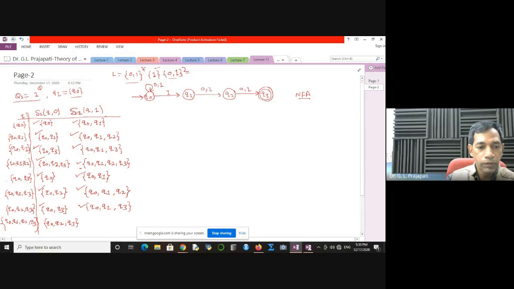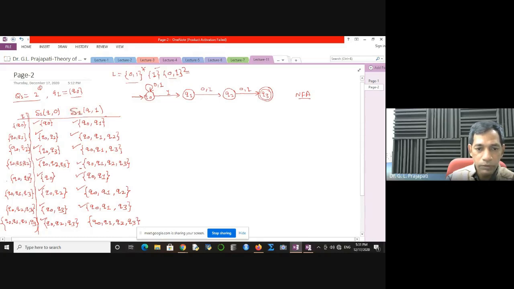Q0, Q2, Q3. You have already defined the transition. So this is not a new state; you have already defined it. Now for the case of 1: if you are at Q0 and get 1, you go to Q0, Q1. If you are at Q1 and get 1, your machine goes to Q2. If you are at Q2 and get 1, your machine goes to the state Q3, and at Q3, for the case of 1, your machine goes to the empty state.